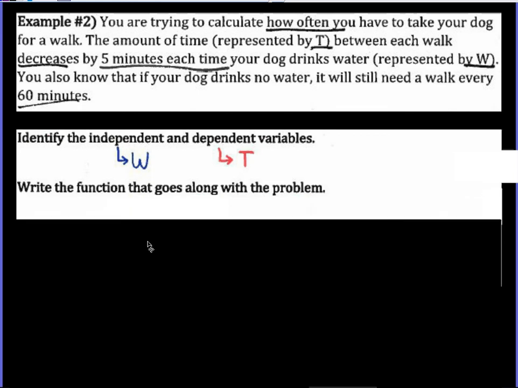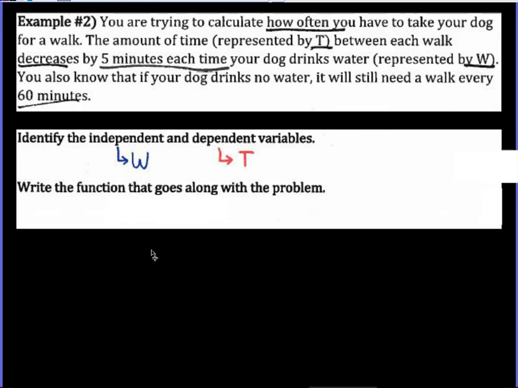All right, so now it says to write the function that goes along with the problem. So we know we're going to have 60. We know it decreases by 5 each time, so we're going to have a subtraction in there too. When we set it up, just make sure that this works out. Since our dependent variable is our outcome, that's the one where the Y usually is. So it's going to be T equals 60 minus 5W.